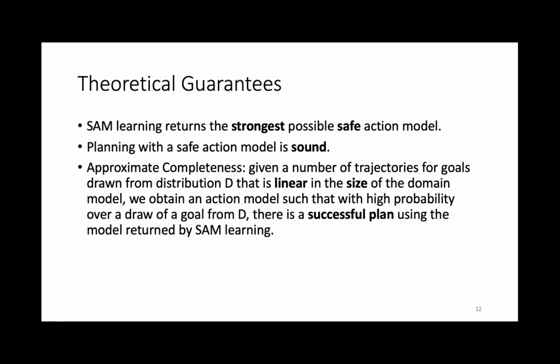Next, for the theoretical guarantee of our algorithm, we prove that our SAM learning returns the strongest possible safe action model. We also prove that planning with a safe action model is sound. And then finally, we give a proof of approximate completeness of our SAM learning algorithm. Given a number of trajectories, for example, drawn from a distribution, that is linear in the size of the domain, we obtain an action model with high probability, that is, there is a successful plan using the model returned by our SAM learning algorithm.